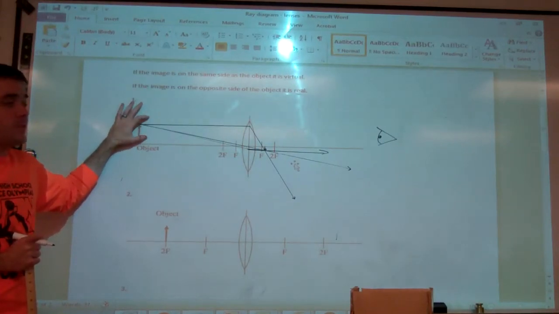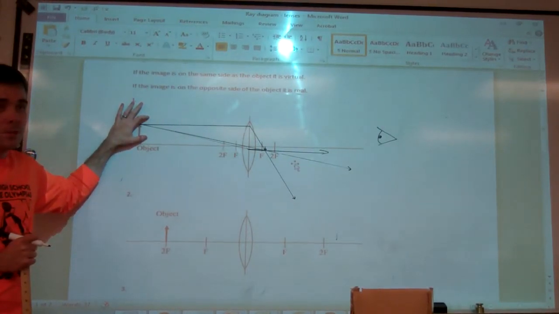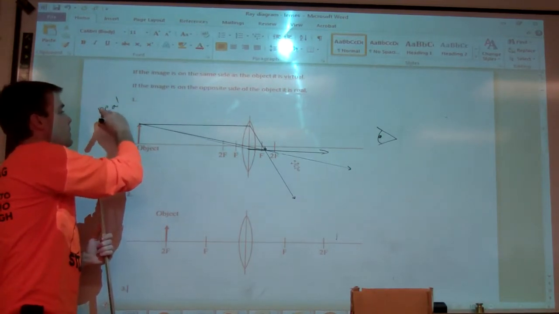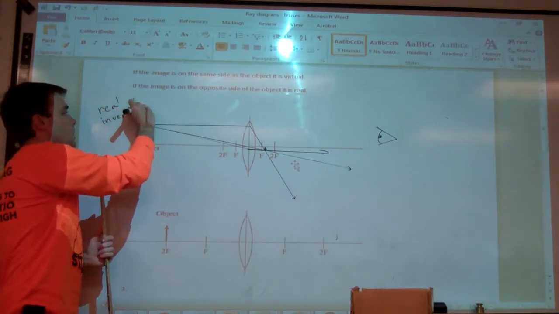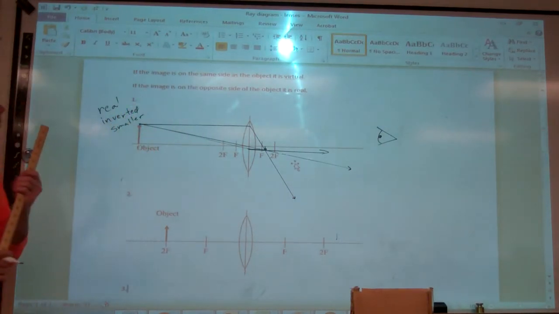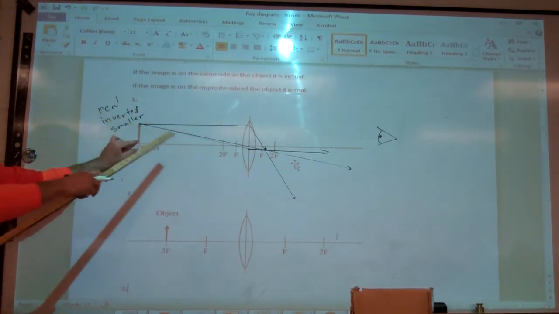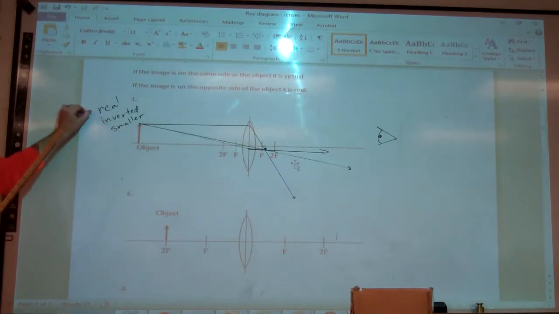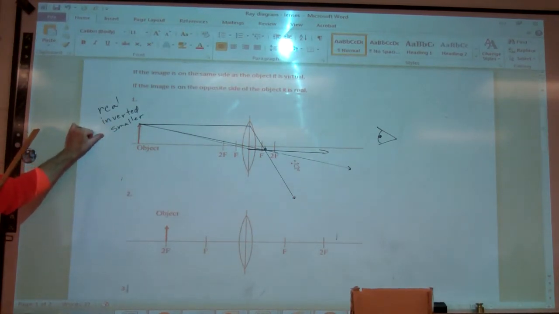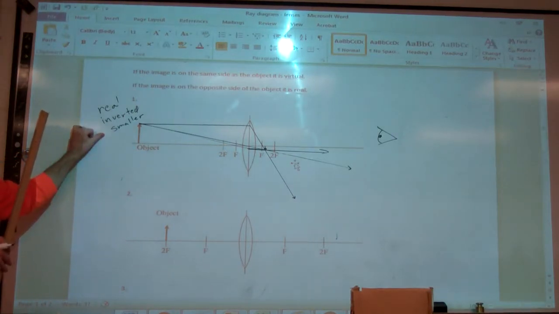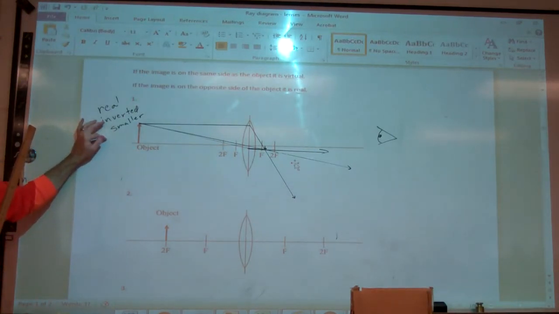So, what are the characteristics of this image? Real. Inverted. Smaller. Alright. So whenever you have an object past the center of curvature for a converging lens, one that focuses light, it is always real, inverted, and smaller for the image. So whenever it's past C or 2F, it's going to be real, inverted, and smaller.